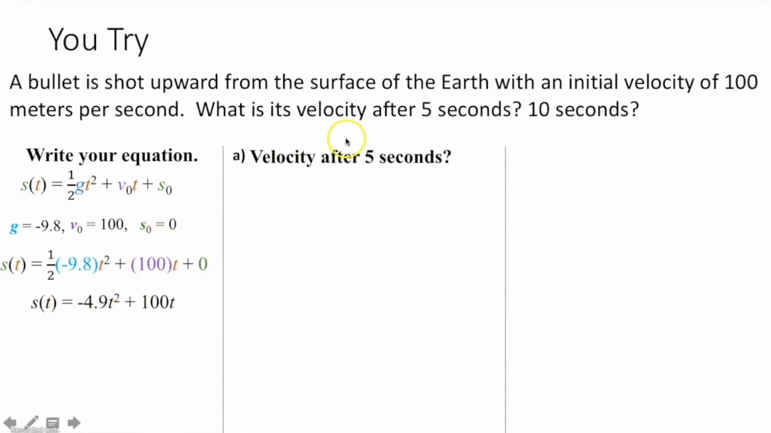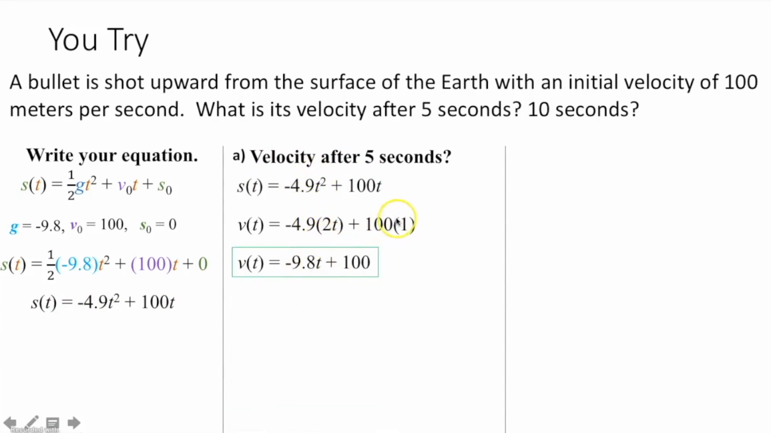Now it says, what is the velocity after 5 seconds? So for the velocity after 5 seconds, we need to take our position function and take the derivative of it. So we use our power rule, bring that 2 down, multiply it to the negative 4.9. You end up getting negative 9.8, and then the t right here just becomes 1. So we have our velocity function.